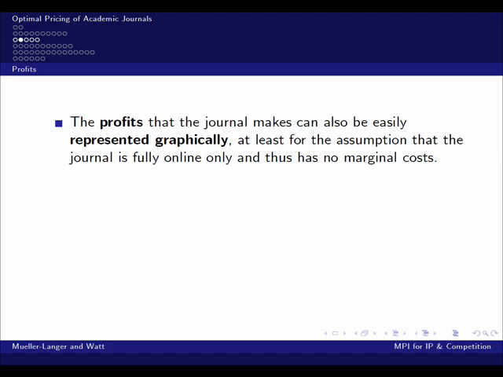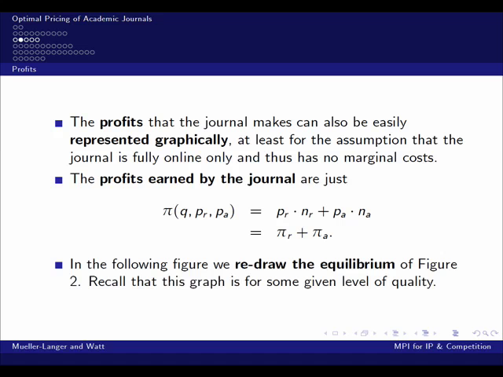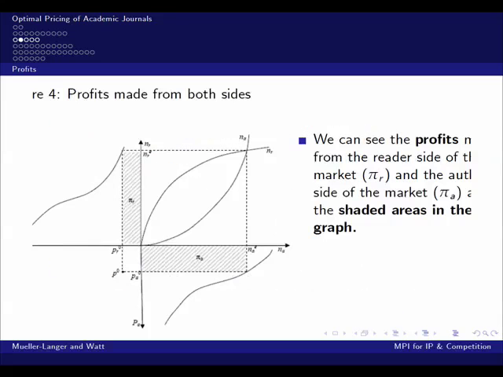Okay, but we will certainly derive the profit maximizing quality, reader price and author price in a minute. But graphically, to come back to the profits, under the assumption that the journal is fully online and has no marginal cost, the profit is just the reader price times the number of readers plus the author price times the number of authors. And we can easily redraw the situation here.